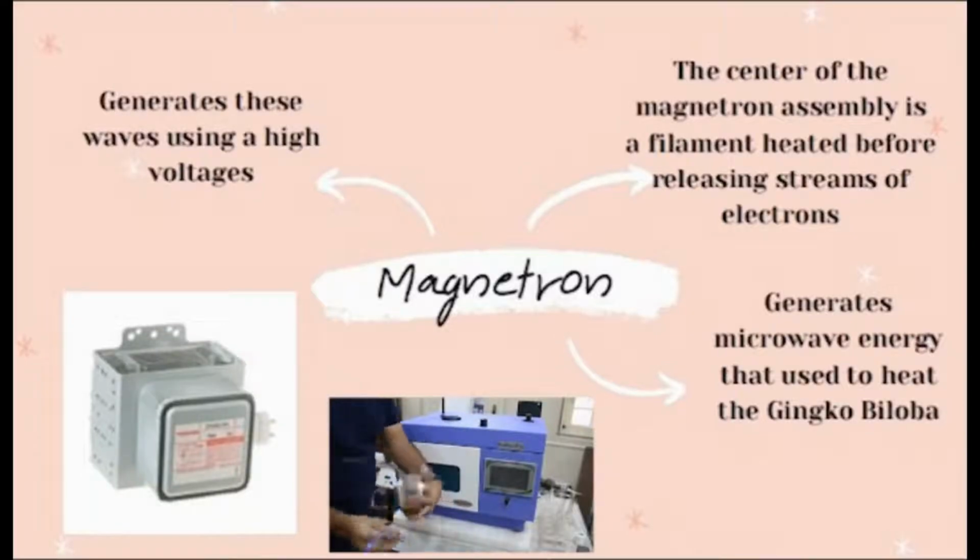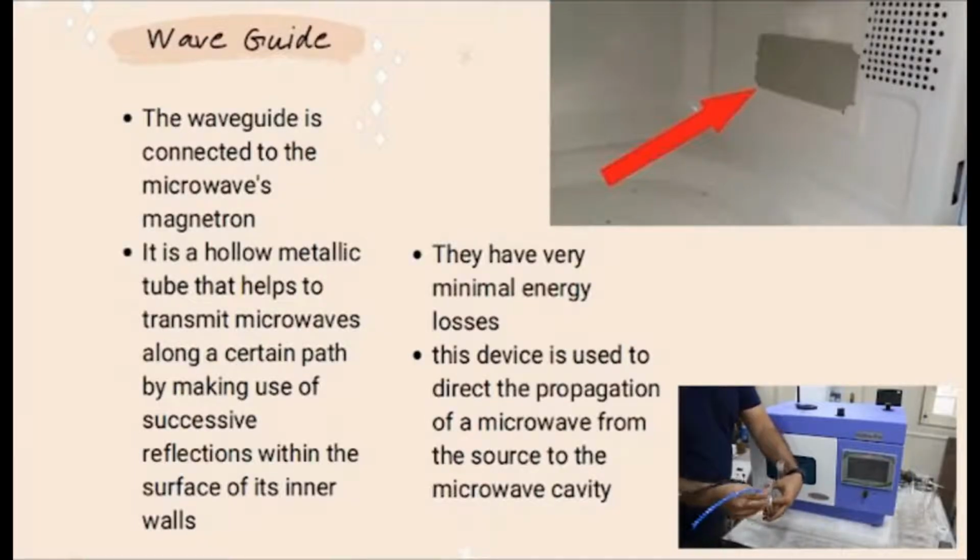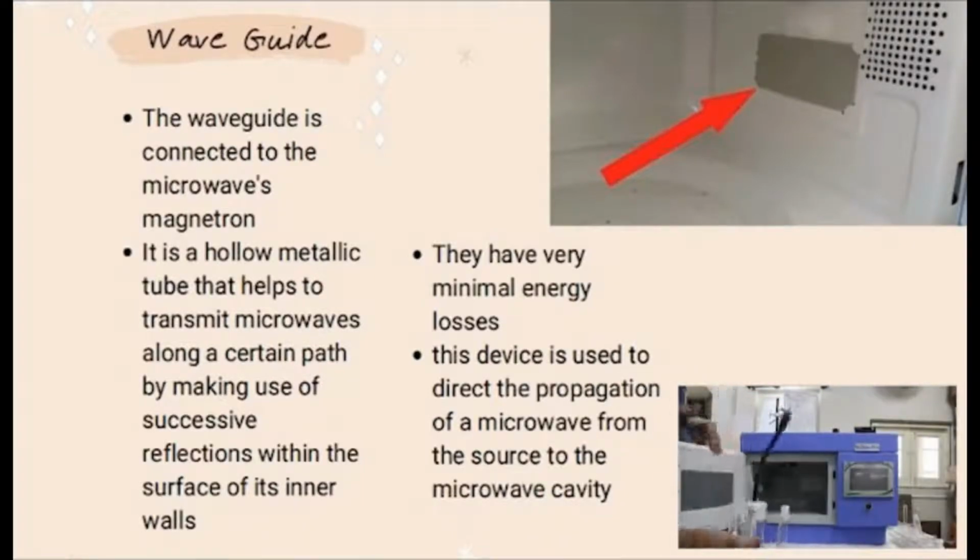Next is a waveguide. The waveguide is connected to the microwave magnetron. It is a hollow metallic tube that helps to transmit microwaves along a certain path by making use of successive reflection within the surface of its inner walls. It has a lot of benefits including shielding, as it has very minimal energy losses.